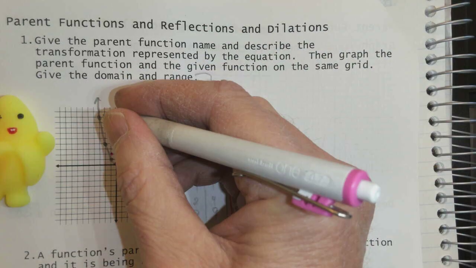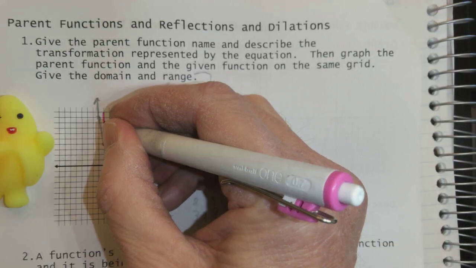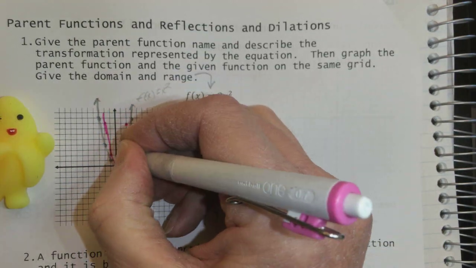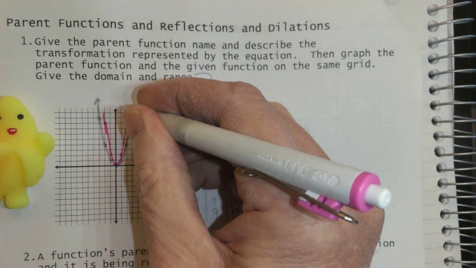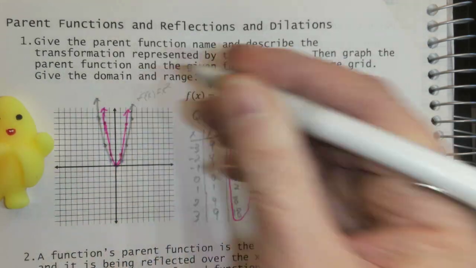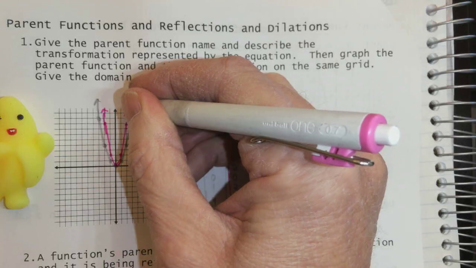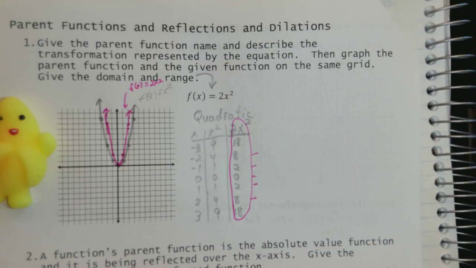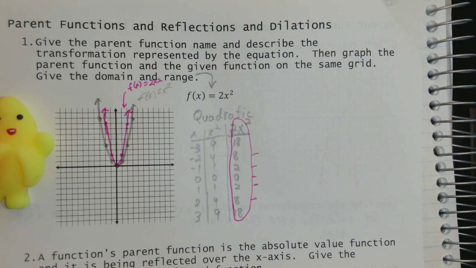And see how that's skinnier? It's inside the parent function. And that's f of x equals 2x squared. All right. Any questions there? No? All right.